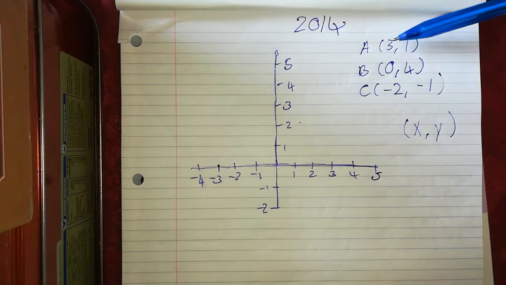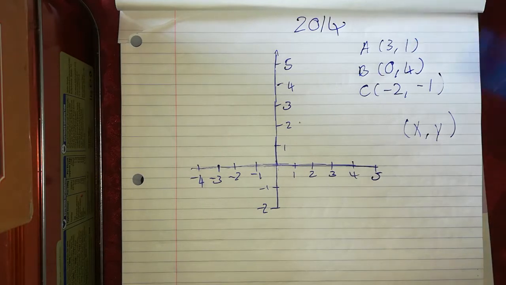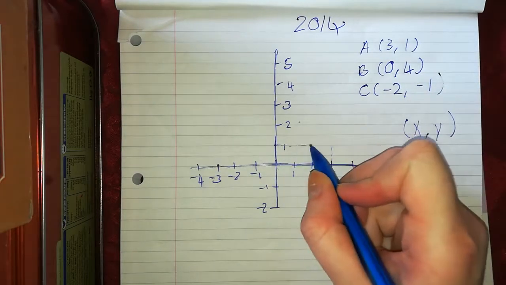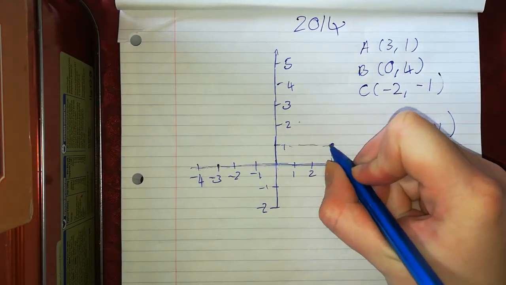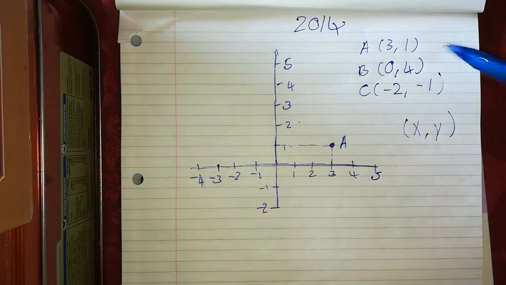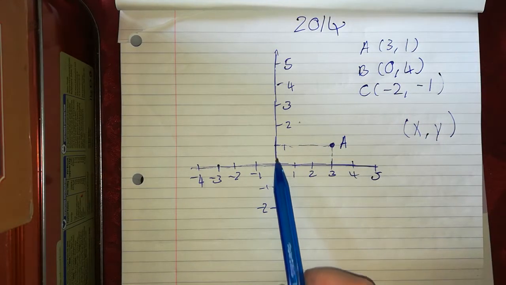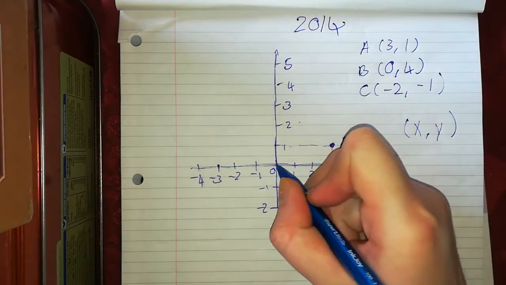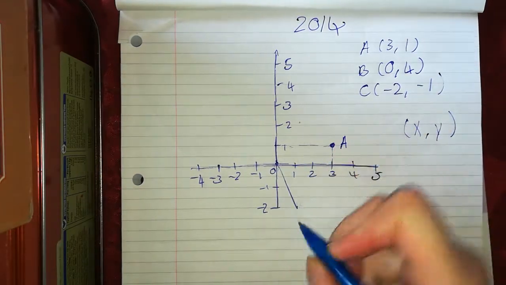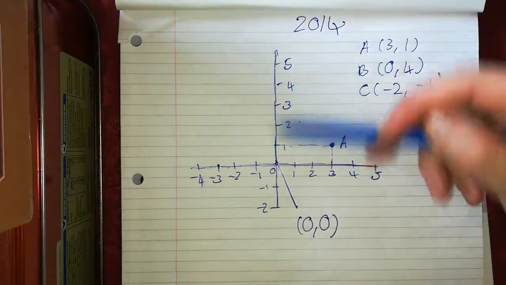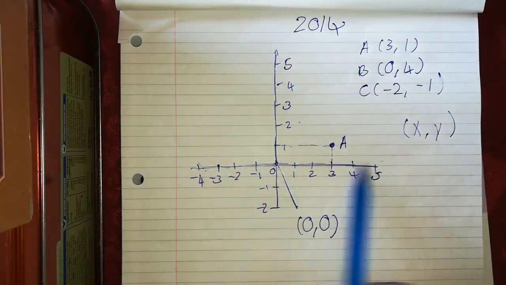So to plot the point (3, 1), we have to go across to 3 on the x-axis and then up to 1 on the y-axis. So this would be A here. And then to plot the point (0, 4), well, 0 is just going to be on the y-axis, when x is 0 at this point. This point here in the middle is (0, 0). So all along this axis, x is 0, and all along this axis, y is 0.